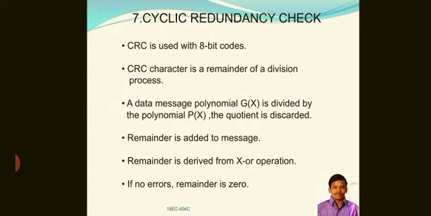Suppose at the receiver, whatever data is received will be divided by the same polynomial used at the transmitter. If the remainder is 0, then we assume that there is no error; otherwise an error has occurred. So this is one of the popular methods used for error detection. So that is cyclic redundancy check.